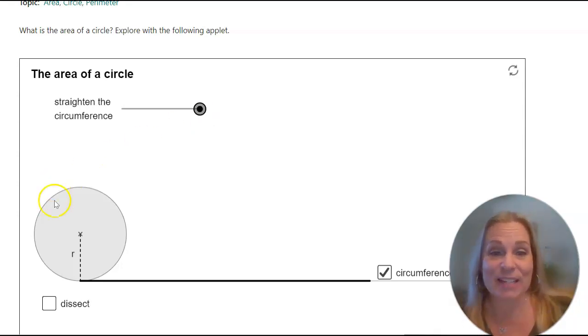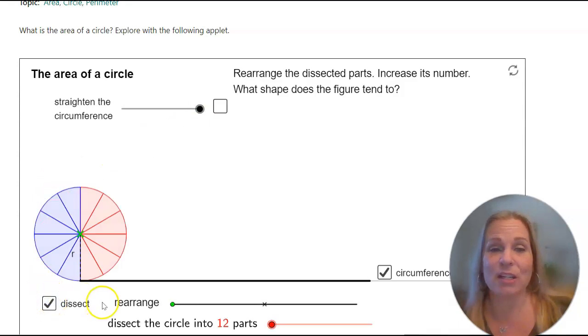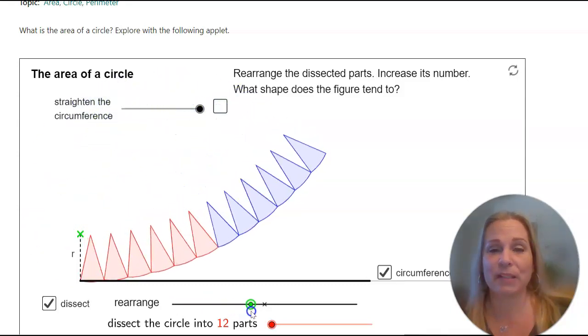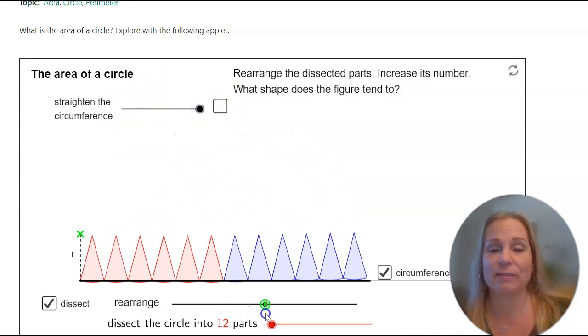I'm going to dissect this circle and cut it into 12 equal pieces, kind of like slicing up a pizza or a pie. Then I'm going to drag this little green dot and rearrange the pieces. So first, I'm going to lay them all out flat. Are we good with that?